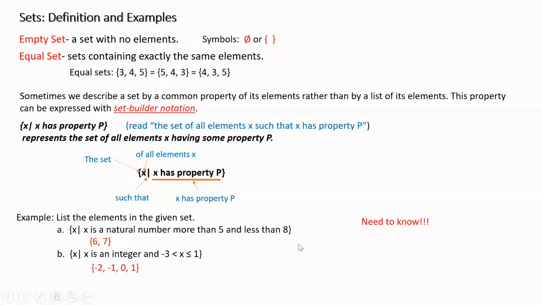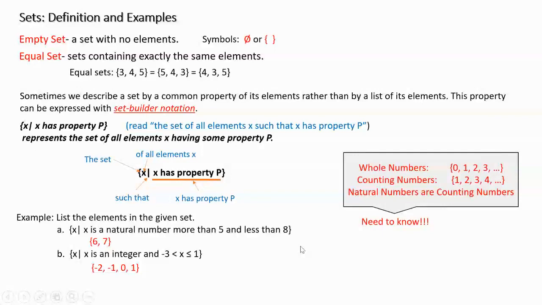Okay, now this you need to know. Whole numbers start with 0 and go all the way to infinity. Counting numbers are the same as natural numbers. They start with 1 and go to infinity. Okay, that's very important to know.